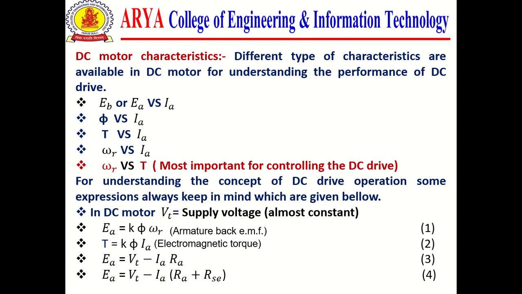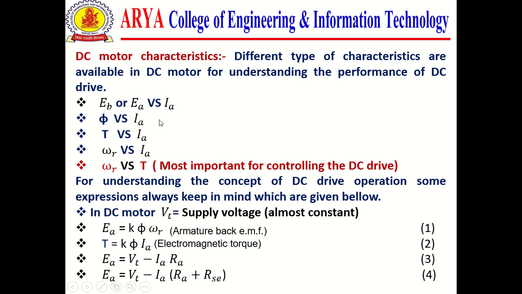So for understanding the characteristics of DC motor drives, here you can see different types of characteristics are available for understanding the performance of DC drives. Here you can see 1, 2, 3, 4, 5 are the characteristics. On the basis of these characteristics, we evaluate the performance of the DC motor as well as DC drives as a function of the mechanical load.